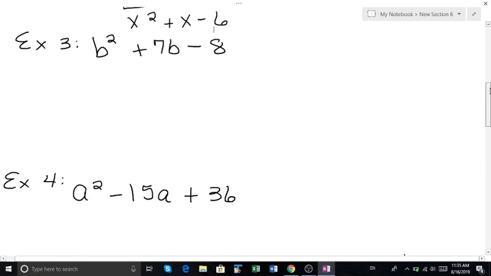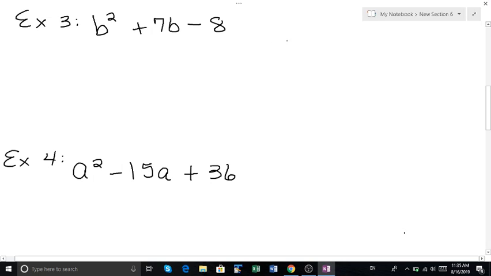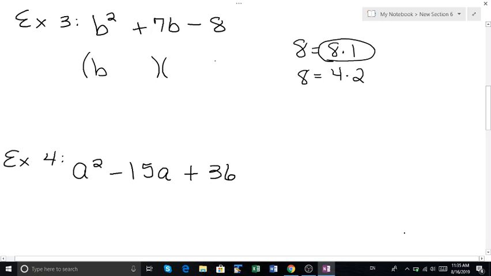All right, let's look at example 3 here. We're going to write 8 over here. 8 is 8 times 1, 4 times 2. We can see immediately that we can use 8 times 1. A positive 8 minus 1 gives us a positive 7. And a positive 8 times negative 1 gives us a negative 8. So positive 8, negative 1. All right. Oh, not x. My bad. Let me erase that. Meant b.